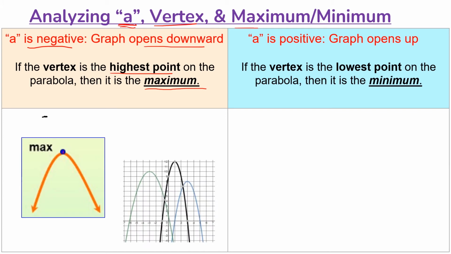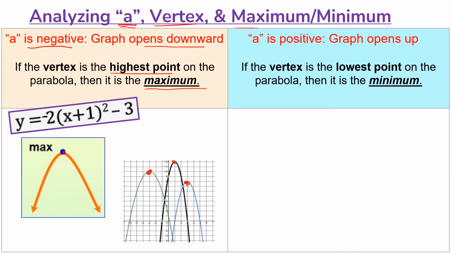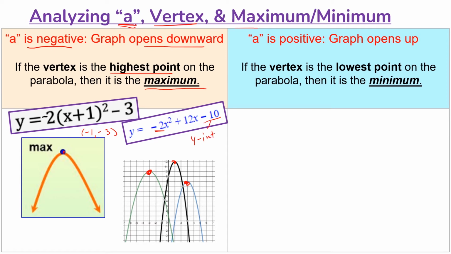Right here, we have maximums right here, here, and here. An example of an equation where a would be negative is right here. That would be a -2. So without graphing, you would know that that graph would face downward, and the vertex would actually be -1, -3. And we have another equation here. Our a is negative, so that graph would face down. And one thing we can discern from this -10 is the y-intercept. So that's just the added piece of analyzing these equations.